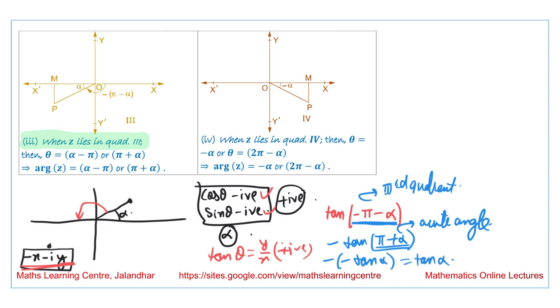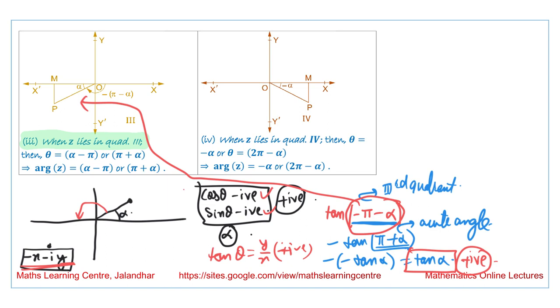So what we are getting is that the point lies in the third quadrant. The value of tan is positive. The value of both sine and cos is negative. Similarly, for this last case, when this point P lies in the fourth quadrant, the value of theta that we can have, the value of alpha we have already obtained. This is some angle alpha over here.